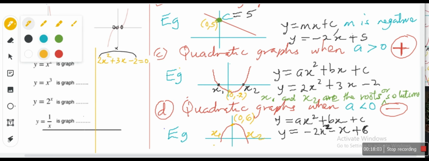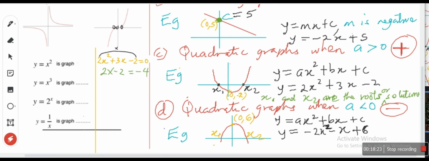Yeah, so 2 times minus 2. So we start by saying the coefficient of x squared multiplied by c. So 2 times minus 2 gives us minus 4. So you find the factors of that such that the sum of the two will be plus 3 and the product of it will be minus 4. So what are the factors?